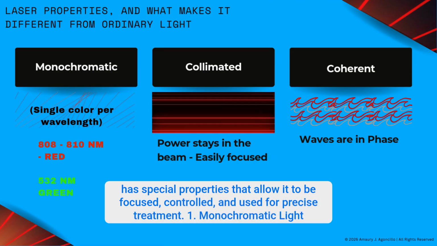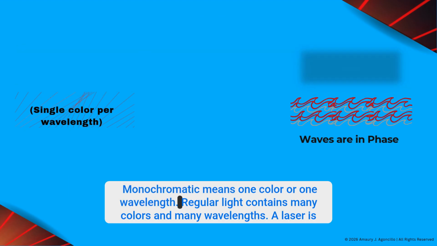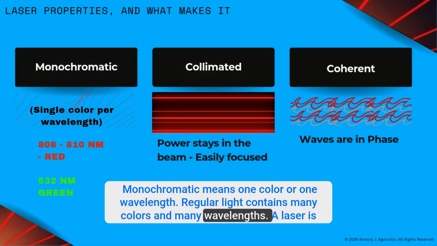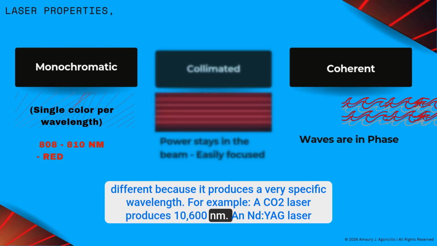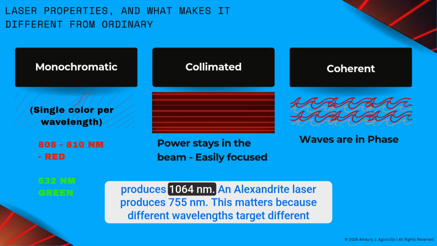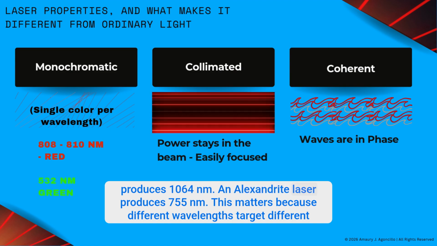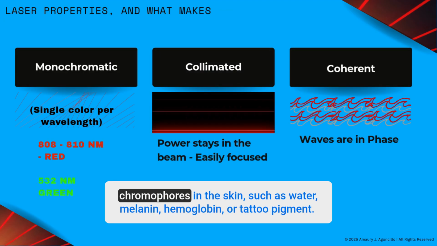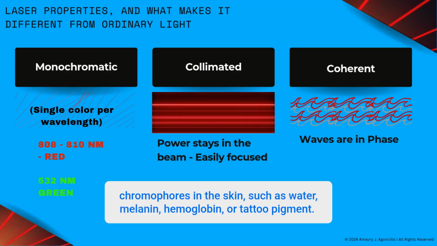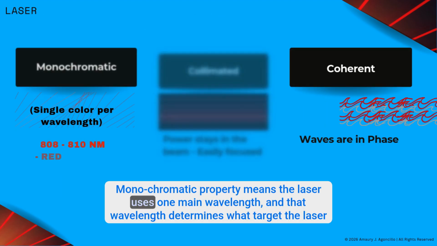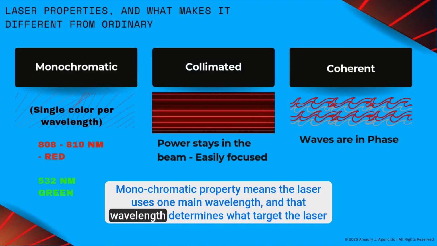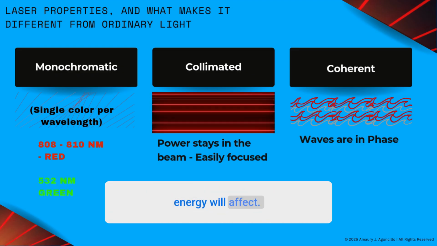1. Monochromatic light. Monochromatic means one color or one wavelength. Regular light contains many colors and many wavelengths. A laser is different because it produces a very specific wavelength. For example, a CO2 laser produces 10,600 nanometers. An Nd:YAG laser produces 1,064 nanometers. An Alexandrite laser produces 755 nanometers. This matters because different wavelengths target different chromophores in the skin, such as water, melanin, hemoglobin, or tattoo pigment. Monochromatic property means the laser uses one main wavelength, and that wavelength determines what target the laser energy will affect.